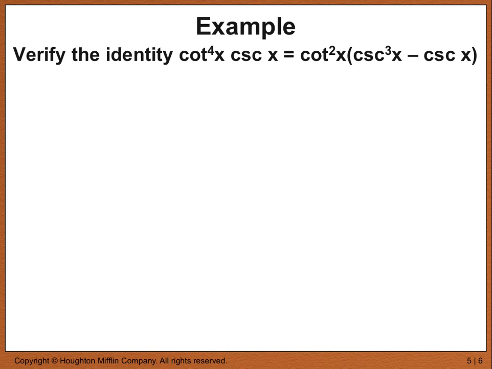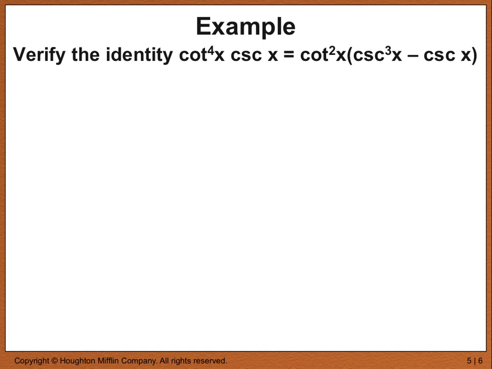Next example, verify the identity cotangent to the 4th power x times cosecant x equals cotangent squared x times the quantity cosecant cubed x minus cosecant x. Alright, so this is one of those cases where it's hard to tell which side is more complicated, so you could pretty much take your pick. Let's go with the left side.